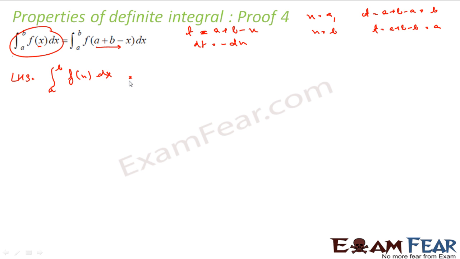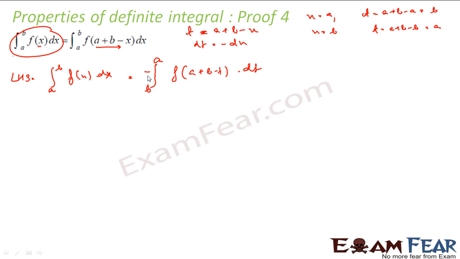This guy, I'll make x as a plus b minus t. So this becomes f of a plus b minus t. dx becomes minus dt, correct? And when x is equal to a, t is equal to b. When x is equal to b, t is equal to a. This is what you get.